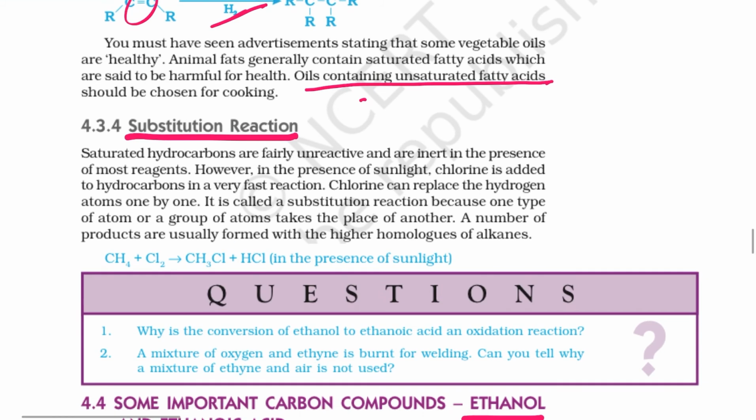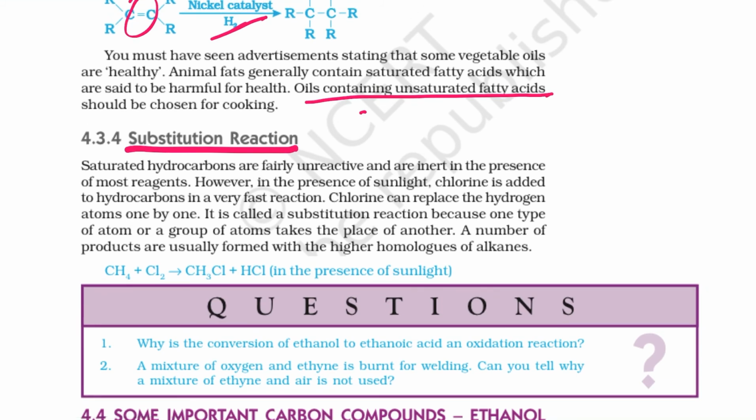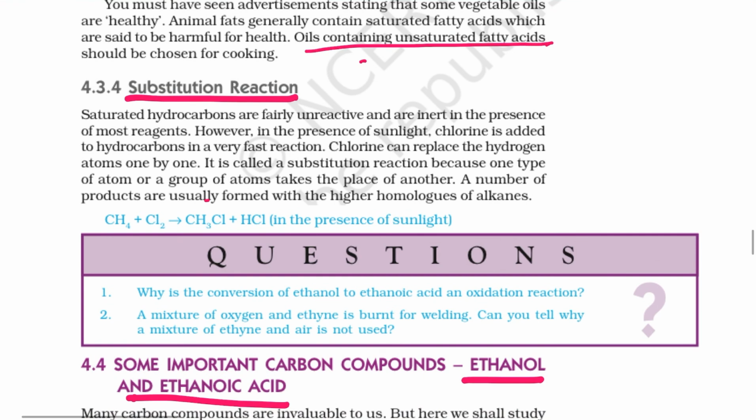Substitution reaction. Here one hydrogen or one atom will be replaced by the other element. So saturated hydrocarbons are fairly unreactive and inert in presence of most reagents. However, in the presence of sunlight, chlorine is added to hydrocarbons in a very fast reaction. Chlorine can replace the hydrogen atom one by one. It is called as substitution reaction because one type of atom or a group of atoms takes the place of another. A number of products are usually formed with the higher homologues of alkanes.